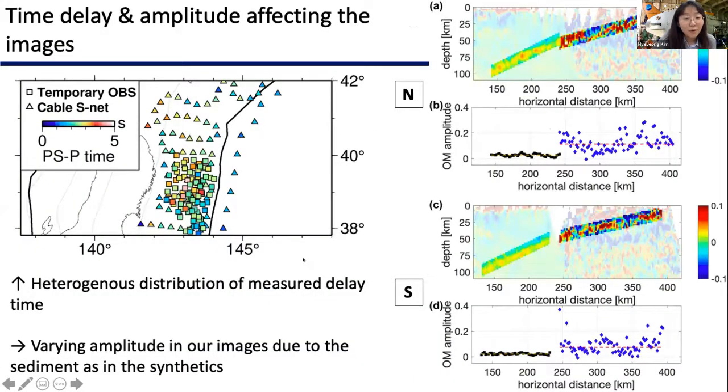This slide shows the time delay effect and the amplitude effect in our imaging process. The map first shows the measured time delay at the OBSs we use, and you can see that the values are very heterogeneous. It's difficult to say whether there is any existing tendency. And on the right side, it shows the varying amplitudes in our image.